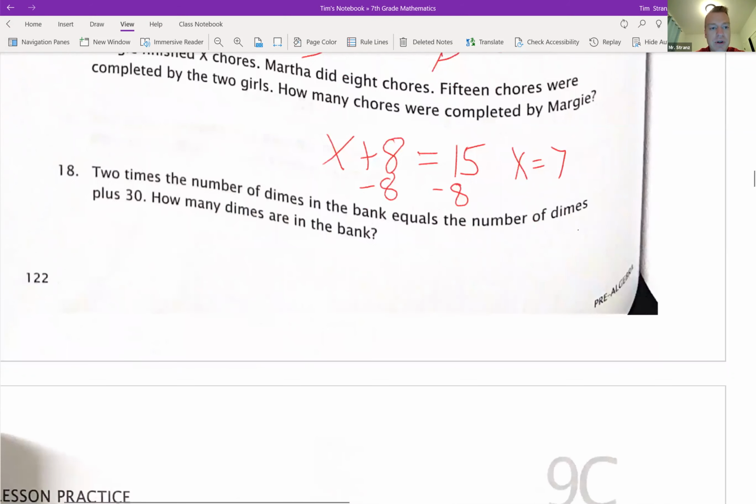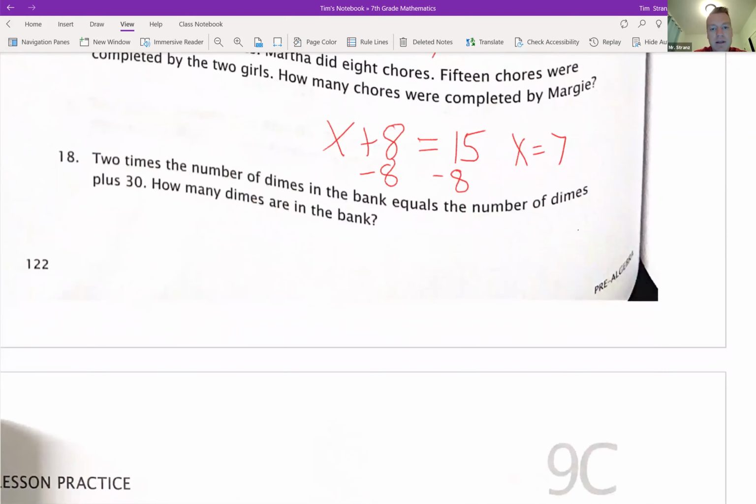2 times the number of dimes in the bank equals, so here's our equals, 2 times the number of dimes, so 2 times the number of dimes equals the number of dimes, which is D, plus 30. This one's a little bit more straightforward. I'm using D because dimes actually makes sense.